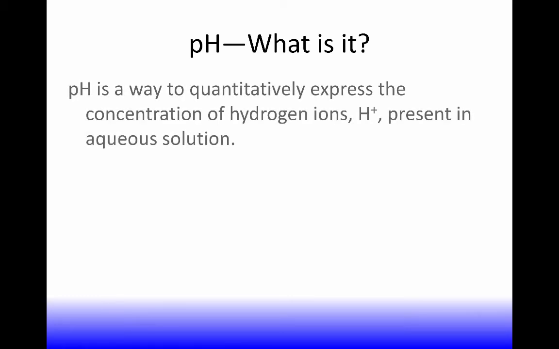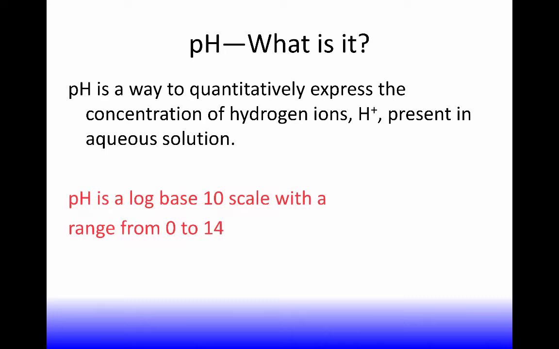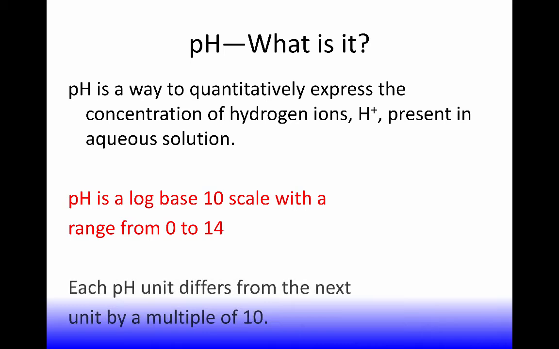Now, what is pH? pH is a way to quantitatively express the concentration of hydrogen ions, H+ ions, present in aqueous solution. pH is a log base 10 scale. Those of you in Algebra 2 should have had logs by now. The scale ranges from 0 to 14. Each pH unit differs from the next by a multiple of 10. So a pH of 1 differs from a pH of 2 by a factor of 10 because it's a log scale, not a linear scale.